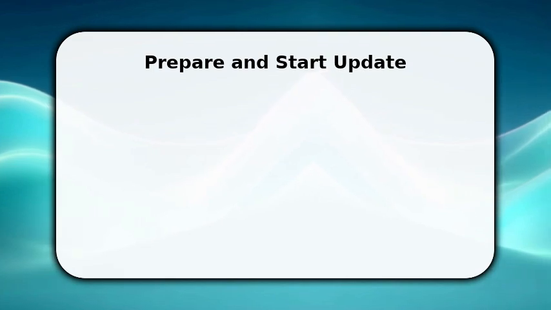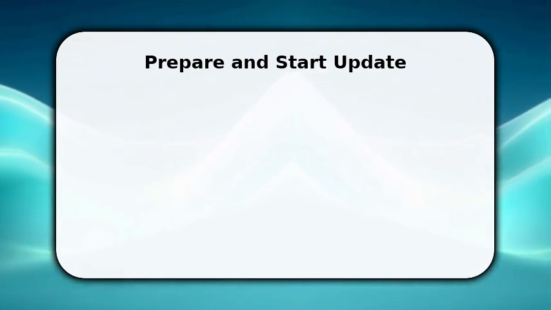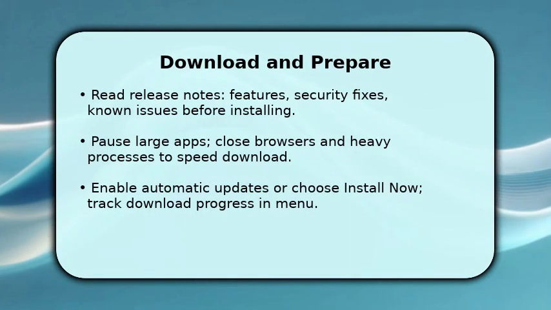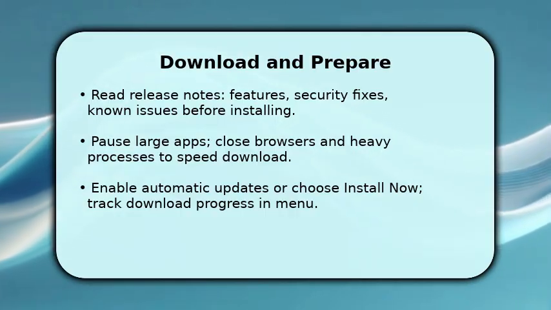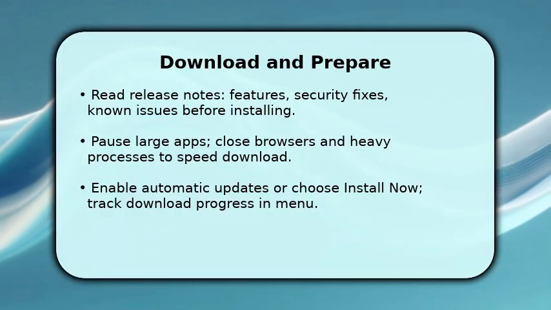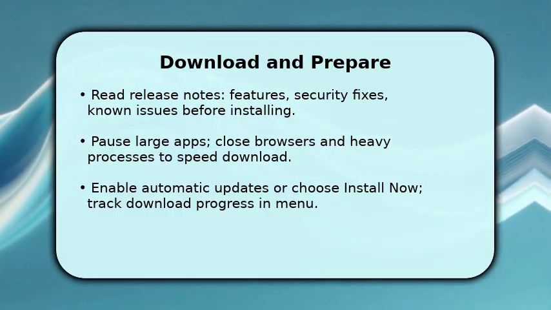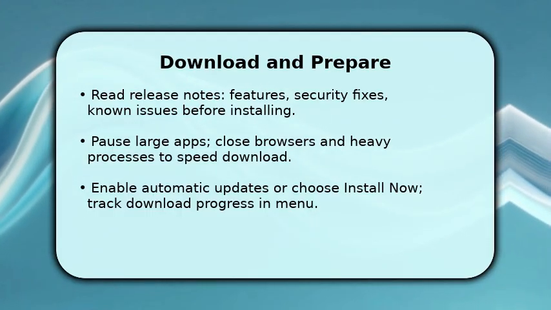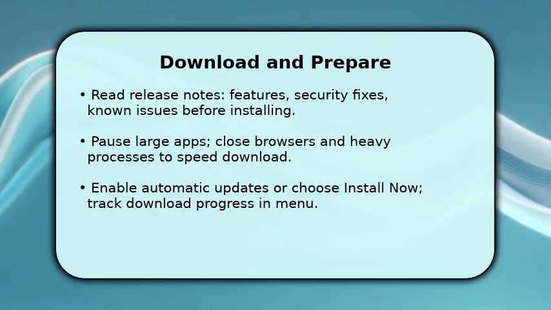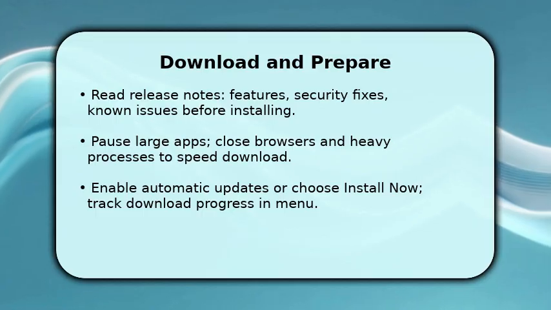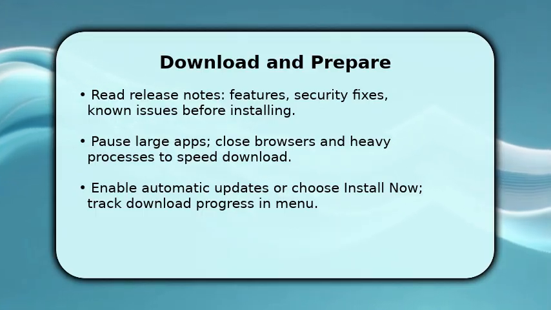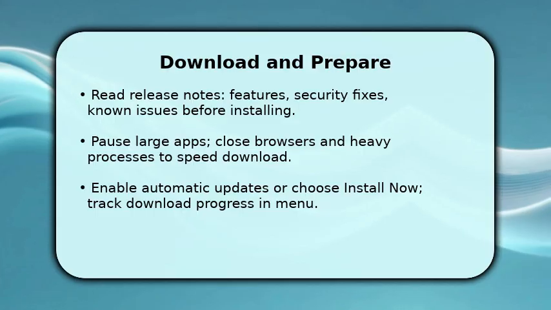You'll now handle the download and pre-install checks. Read the release notes so you understand new features and any known issues that might affect your apps. This is why compatibility matters. Close heavy apps and pause large transfers to free bandwidth and CPU. If prompted, choose whether to enable automatic updates for future releases or tap Install Now.